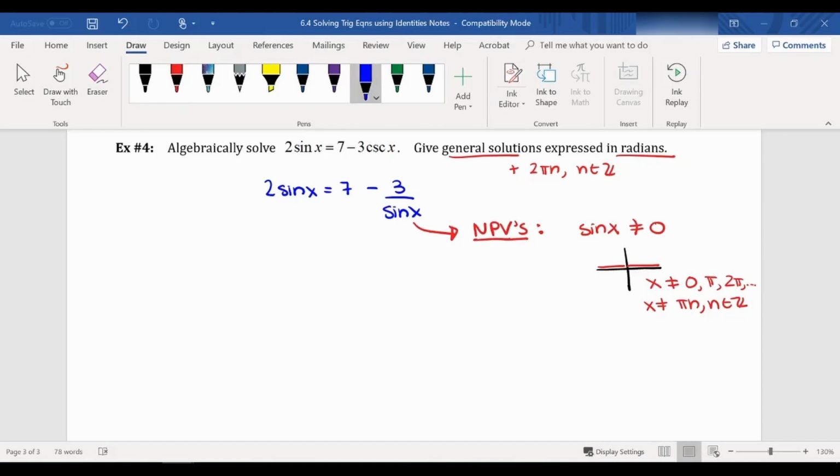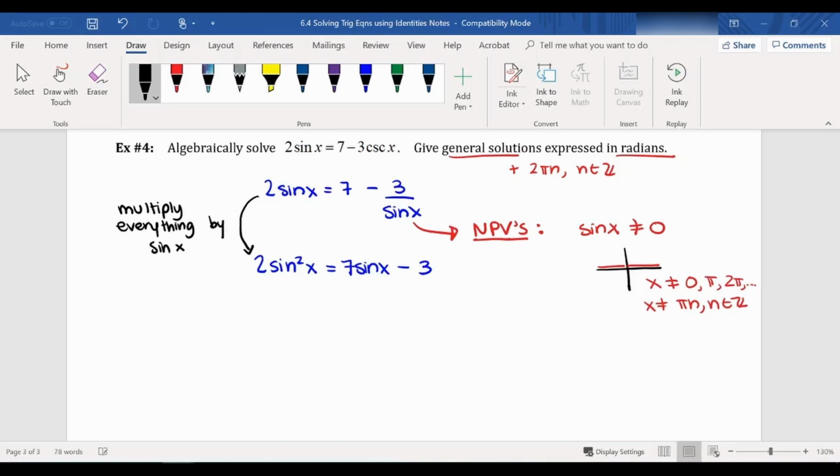Now, the problem here is that we have a fraction. I don't want to deal with a fraction. So what I'm going to do is multiply everything by sine x. When I do that, I end up with 2 sine squared x equals 7 sine x minus 3. Okay. Now I have a quadratic. I can move everything to one side and factor. I'm going to move everything to the left so that my squared term is positive.